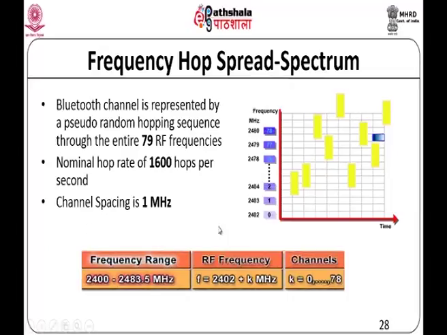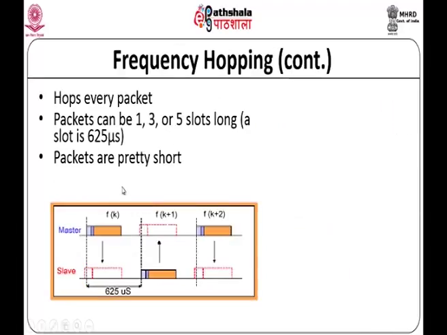Okay, and you can see this figure which gives us the time versus frequency. At different points of time, a different frequency will be used, and it's a random sequence, right? Which is why we say a pseudo-random hopping sequence is used. Okay. So for every packet, there is a hop that will take place. A different frequency will be used. So packets can be 1, 3, or 5 slots long. Okay, that's why we said that slots are used, right? So packets are normally pretty short.